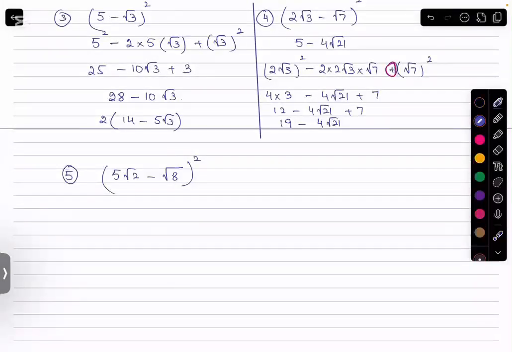ठीक है, root 8 को अगर मैं simplify करती तो I would have gotten 2 root 2. ठीक है, isn't it a 2 root 2? Yes. राइट। अब क्या हो रहा है? 5 root 2 minus 2 root 2 the whole square. ठीक है, what are you left with? You are left with 3 root 2 the whole square, isn't it so? Yes. Right, what is the answer? 9 times 2, and this answer is going to be 18.